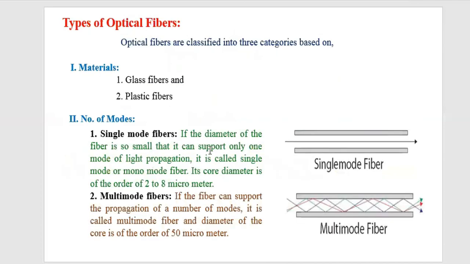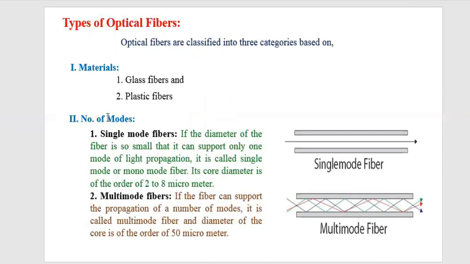The types of optical fibers. Basing on different categories, these optical fibers are classified as follows. The first category is depending on the material used. Glass fibers, if the core and cladding are made of glass material, are called glass fibers. And plastic fibers, if they are made with plastic material.